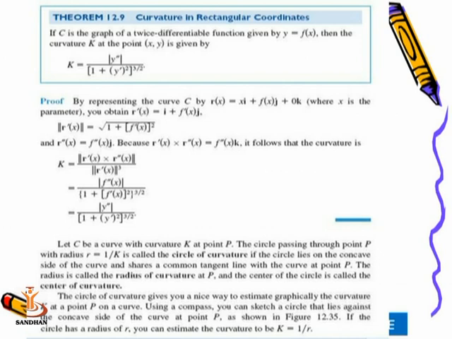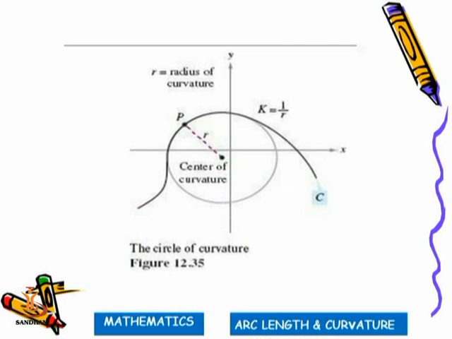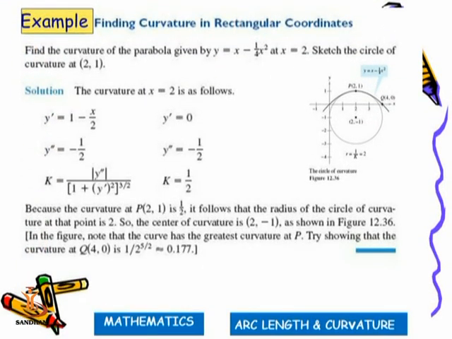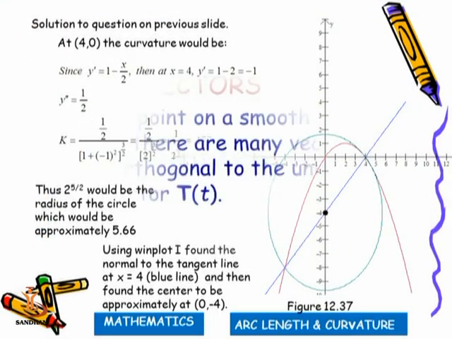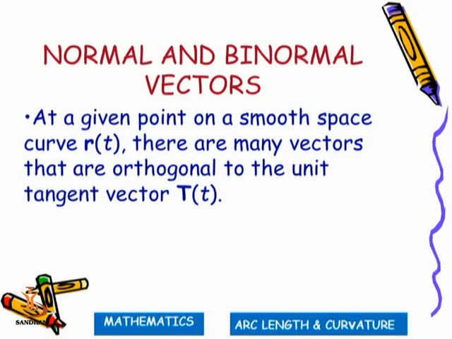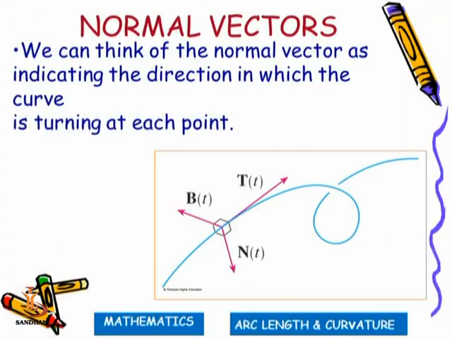We have already discussed the curvature of a circle. You can see from this diagram that the radius of the curvature is r, so k is 1 by r. This is a very interesting thing. There are many more examples, but we will not be able to discuss all of them here due to time. We have the normal and binormal vectors also, and the applications also.